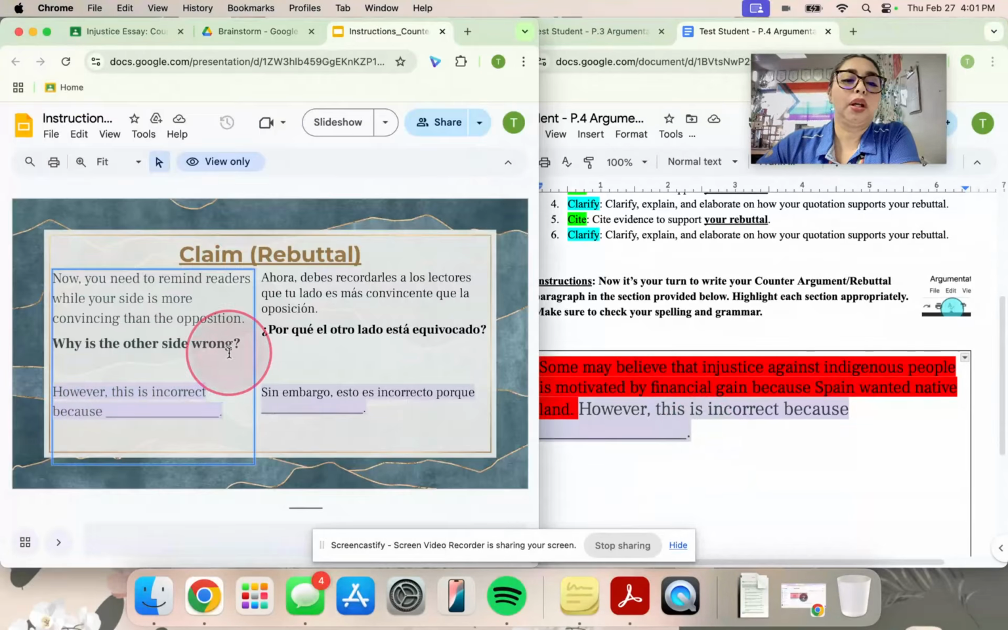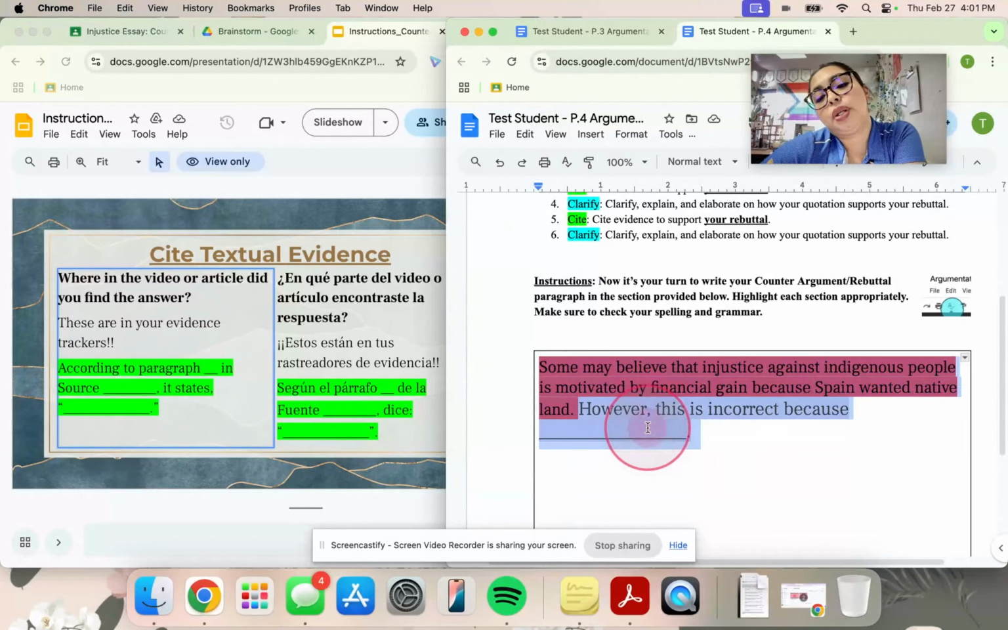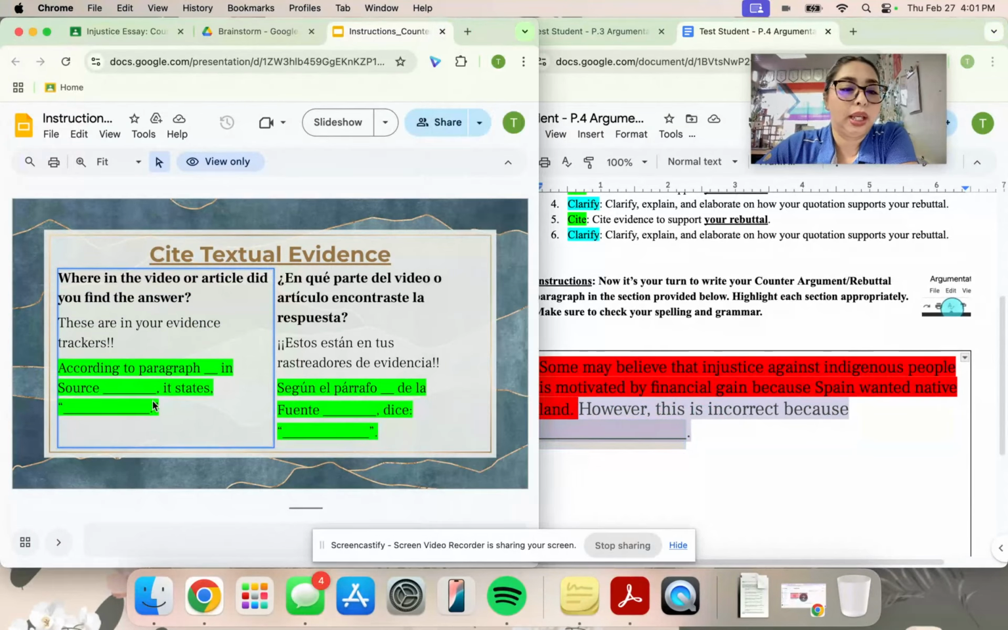Okie doke. So now that we have the rebuttal, now I need to prove that. So if I said, however, this is incorrect because what Spain really cared about was getting people to convert to Catholicism. Okay. How do I know that? Where does it say that? How do I have this? Where do I have this evidence?